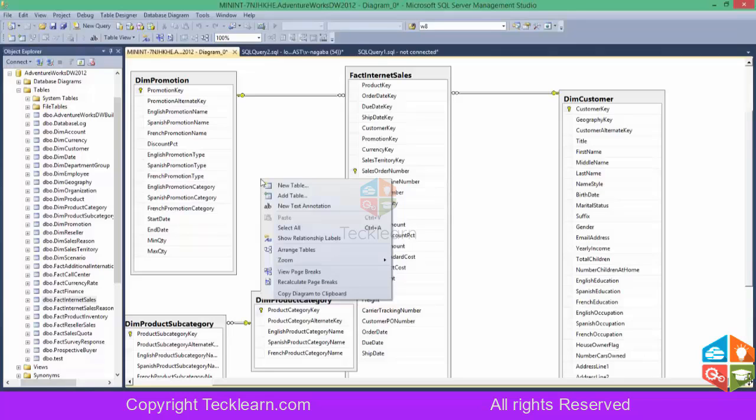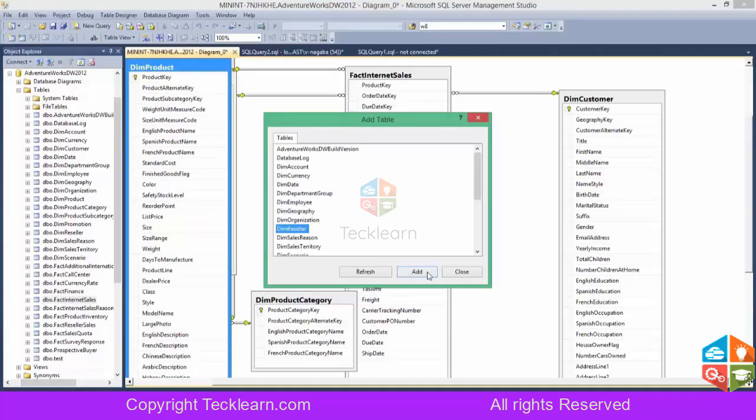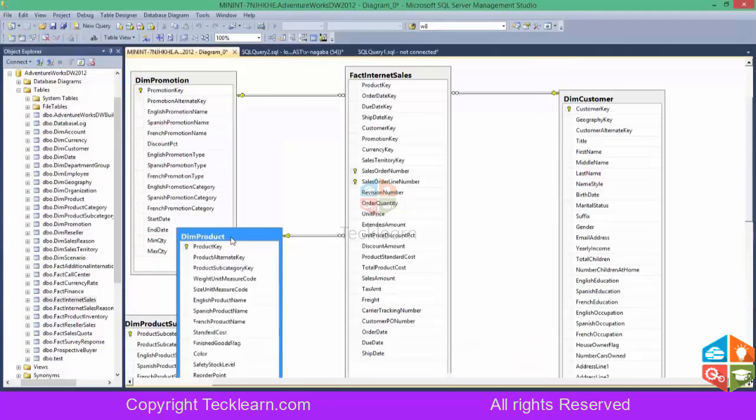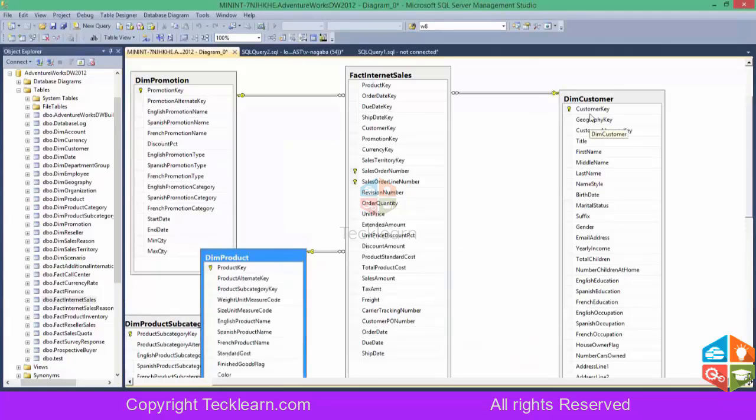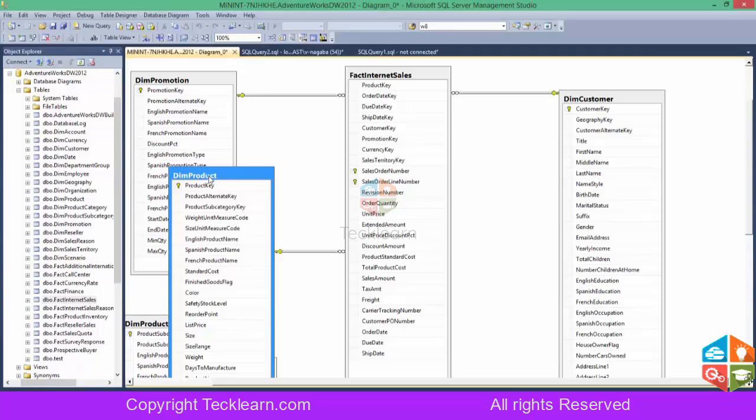So you see, I have promotion, product, and customer. Everything related to promotion is recorded in this dimension. Everything related to a product, its manufacturer, its quantity, its size, its color, its standard cost, catalog, everything will be recorded in the table. Everything related to customer will be recorded in the customer dimension. So these are no more tables, these are dimensions which have everything related.